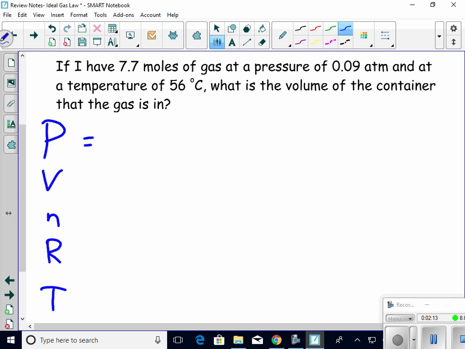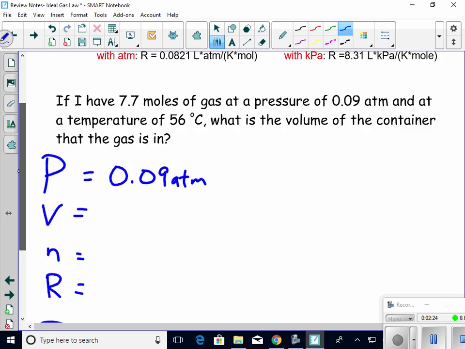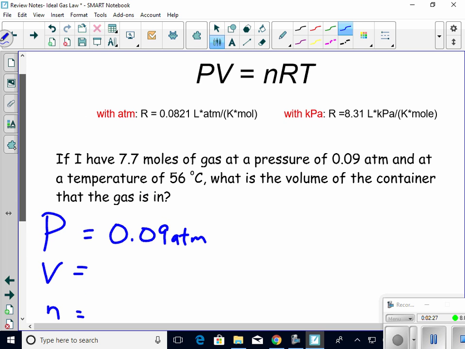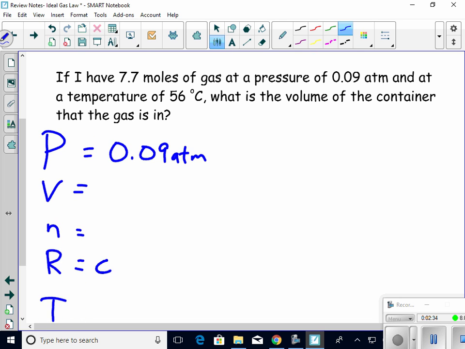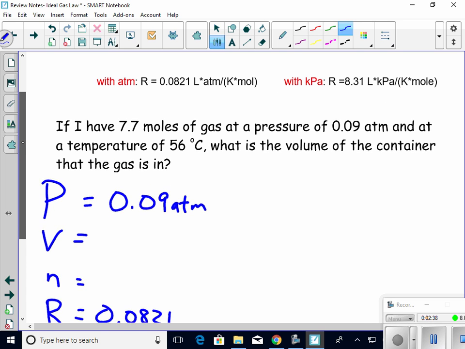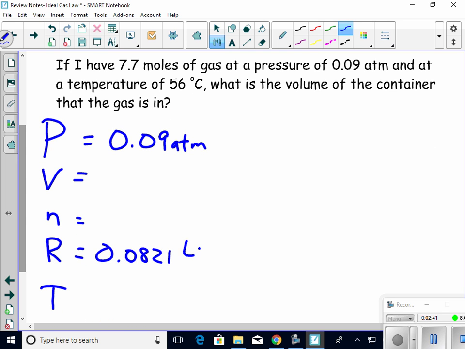Yeah, I do. I have a pressure of 0.09 atmospheres. Well, that tells me if I'm dealing with atmospheres, then I can go back here and say, okay, I'm using 0.0821 for my ideal gas constant. And my label is going to be liters atmospheres all over K times a mole.